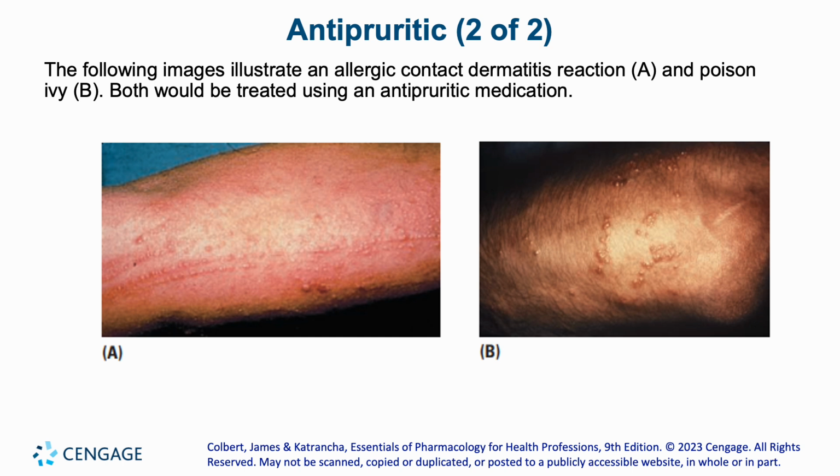The following images illustrate an allergic contact dermatitis reaction, A, and poison ivy, B. Both would be treated using an antipruritic medication. So contact dermatitis is typically from the skin coming into contact with something. A lot of times we see it if someone washed their clothing with a new detergent that they had an allergy to and didn't know it. That's a common thing that might cause contact dermatitis. And then poison ivy, you can see those welts look different, but both could be treated with an antipruritic.